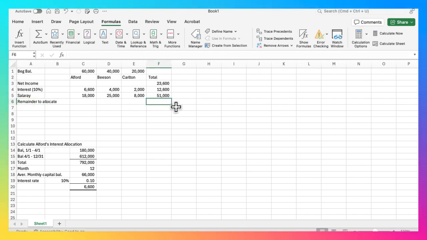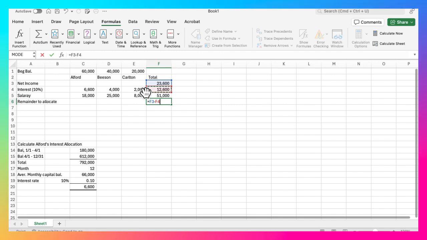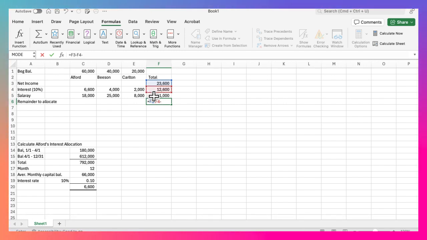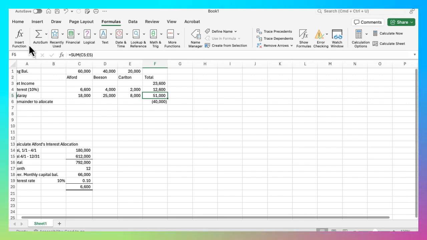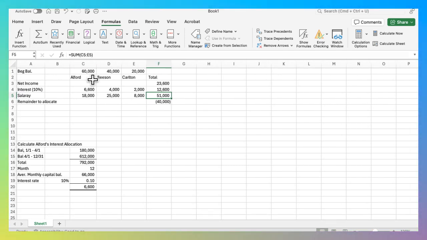Well, we start off with net income, right? We have to deduct out the total amount of interest that each partner received. Then we have to subtract out the salaries. We end up with negative $40,000. So that means there's a loss that we need to then allocate, okay?